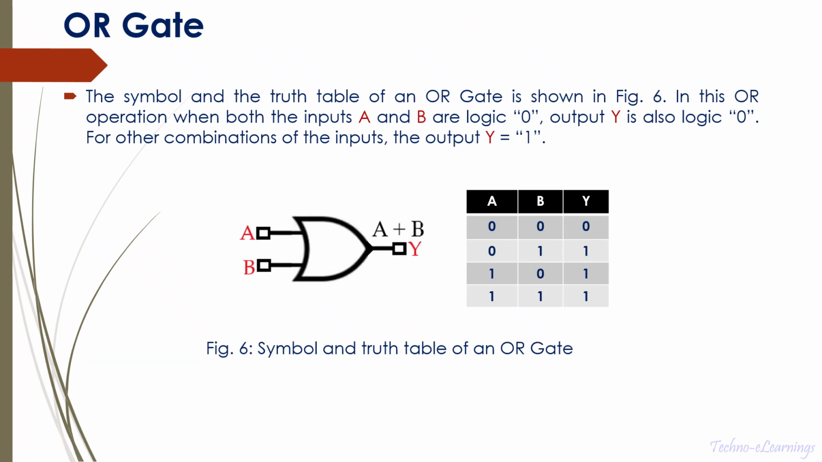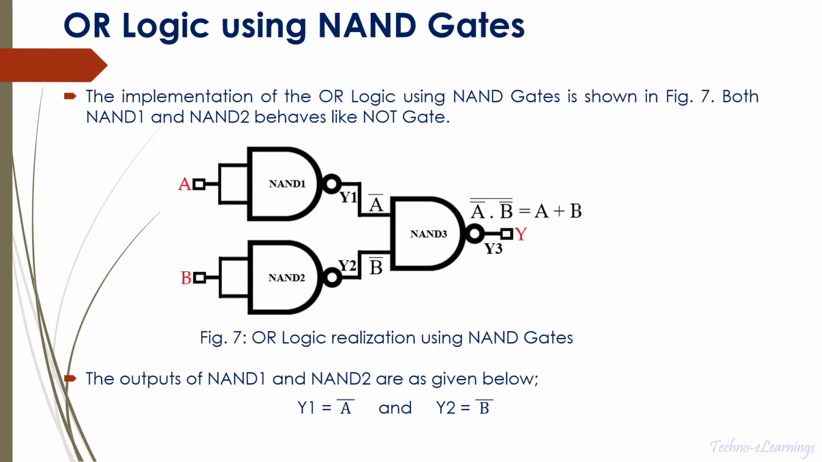OR gate. The symbol and the truth table of an OR gate is shown in figure 6. In this OR operation, when both inputs A and B are logic 0, output Y is also logic 0. For other combinations of the inputs, the output Y equals 1. OR logic using NAND gates. The implementation of the OR logic using NAND gate is shown in figure 7.